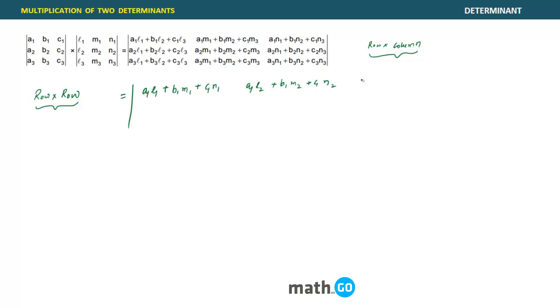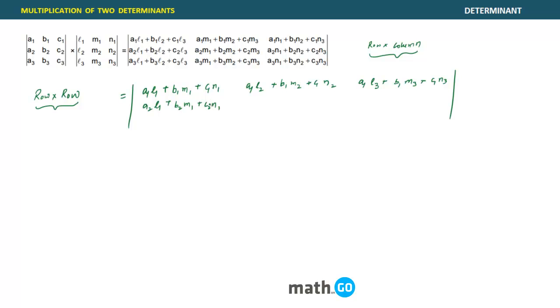Then the third one would be a1 l3 plus b1 m3 plus c1 n3, and so on. This is how you can also find the product of two determinants. If I want to start the next one, now you have got the point. This is how you are going to write the next element. This is how you can fill row into column and row into row. Both of the cases are valid in this particular case.